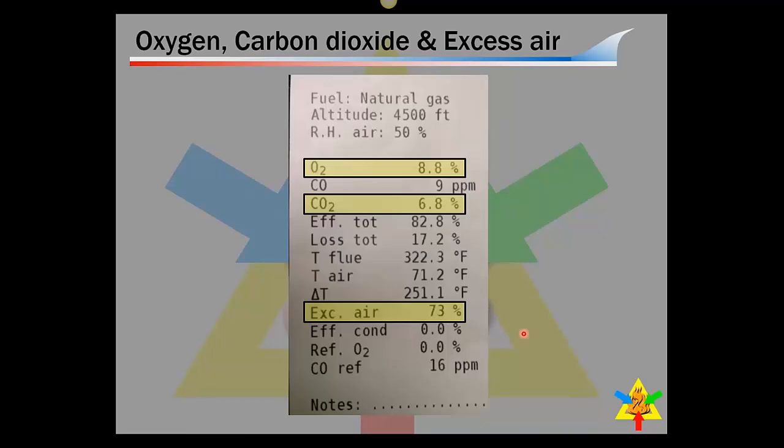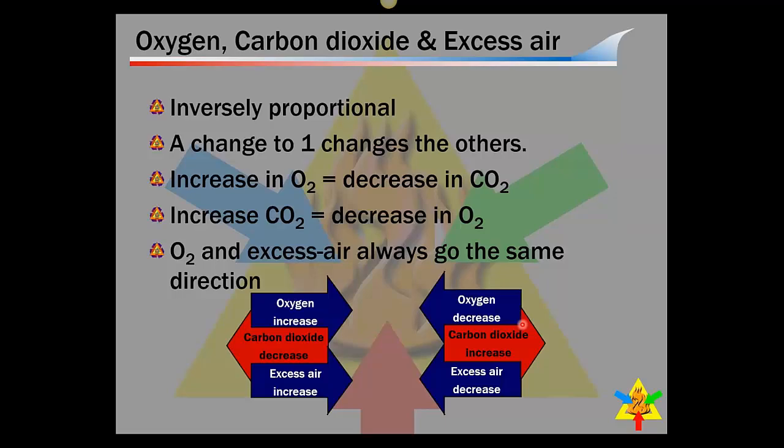So here's where we get into what do all those numbers mean, okay? So let's start with these 3 things I've highlighted: oxygen, O2, CO2, carbon dioxide, and excess air. These guys all work together, okay? They're inversely proportional, which simply means if one changes, the others will change. So if I increase my O2, my CO2 will decrease, inversely proportional. As this goes up, this goes down. If I increase my CO2, my O2 goes down.